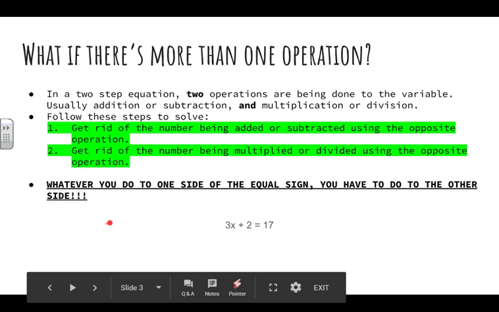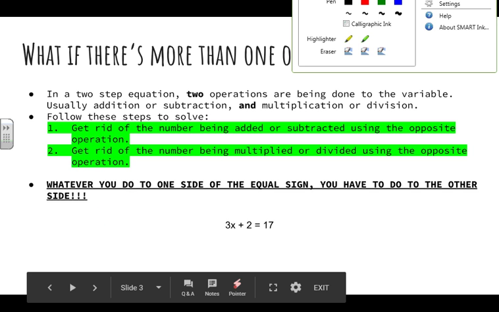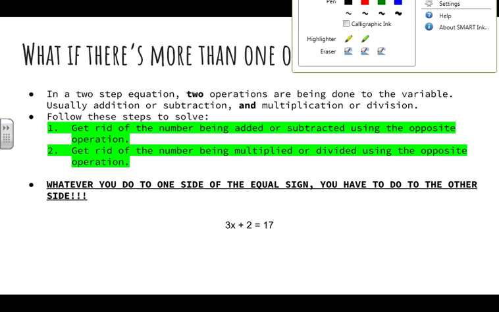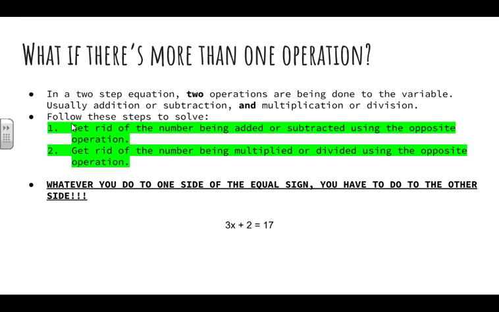Let's do an example real quick. Here we have the equation 3x plus 2 equals 17. If we follow my two steps, the first thing we're going to do is to get rid of the number being added or subtracted. So a 2 is being added. So in order to get rid of that, we're going to do the opposite operation. We're going to subtract 2. We do that here, but we also have to do it here. That equal sign is our balance or our mirror.